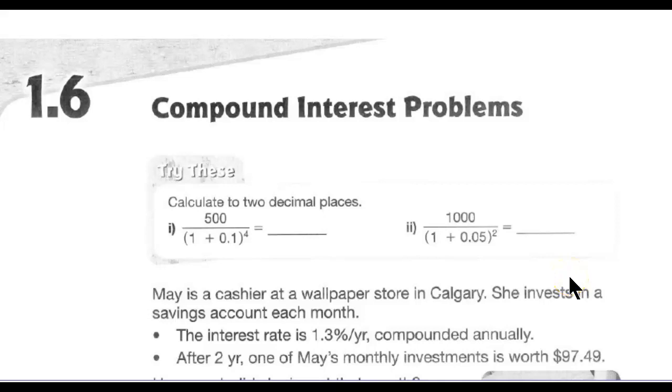Okay, we're looking at compound interest problems in this section. If you take a look at the try these, it says calculate to 2 decimal places. Really, this is learning how to use your calculator properly, and then this will end up being some of the calculations that you might find in these questions.